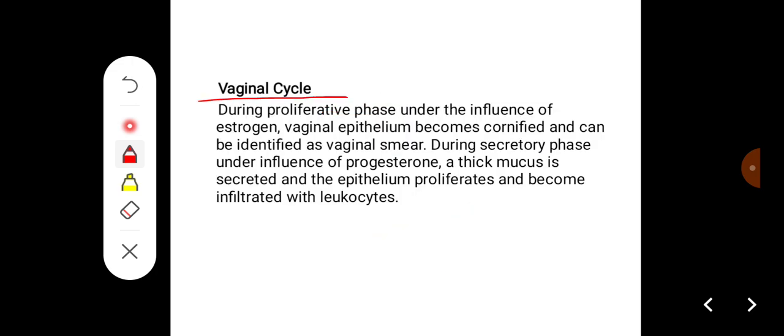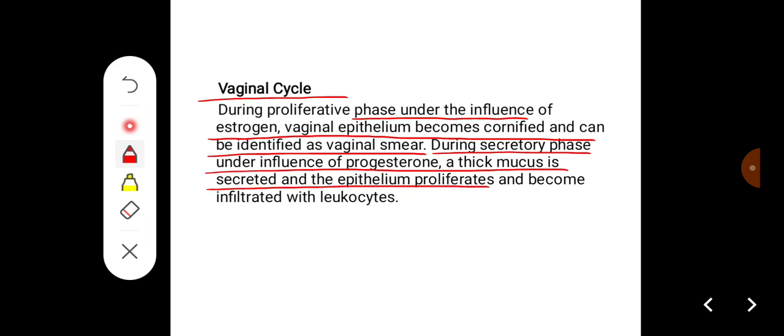Vaginal cycle. During the proliferative phase under the influence of estrogen, the vaginal epithelium becomes cornified and can be identified in a vaginal smear. During the secretory phase under the influence of progesterone, a thick mucus is secreted and the epithelium proliferates and becomes infiltrated with leukocytes.